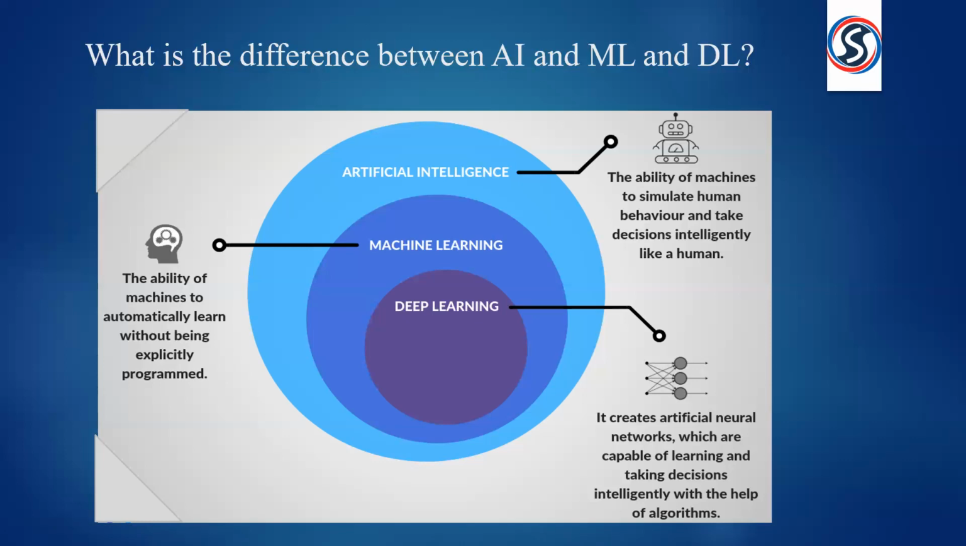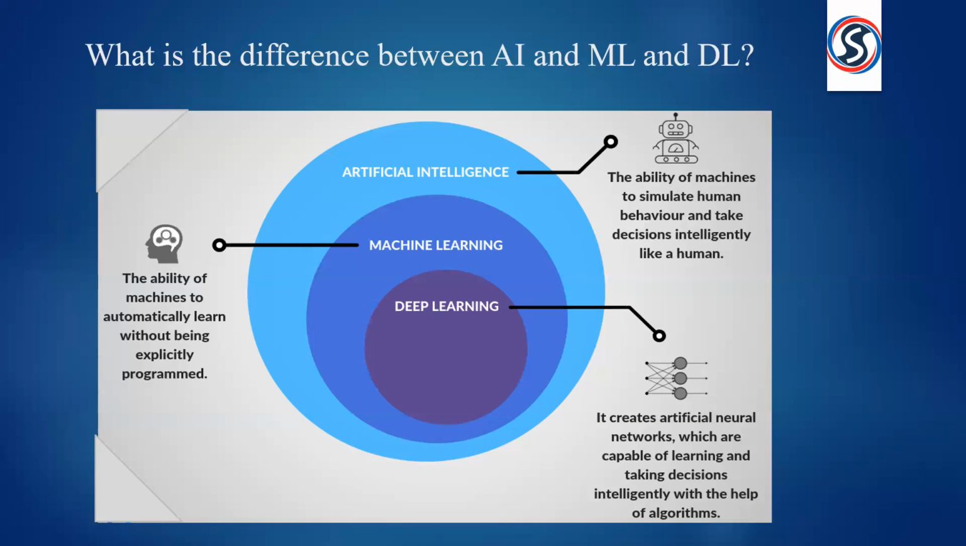At the end of the day, we are going to make an AI-based application. Many times people get confused about this. What is the main difference between AI, machine learning, and deep learning? Machine learning is nothing but the ability of machines to learn automatically without being explicitly programmed. Here our machine gets trained without being explicitly programmed.